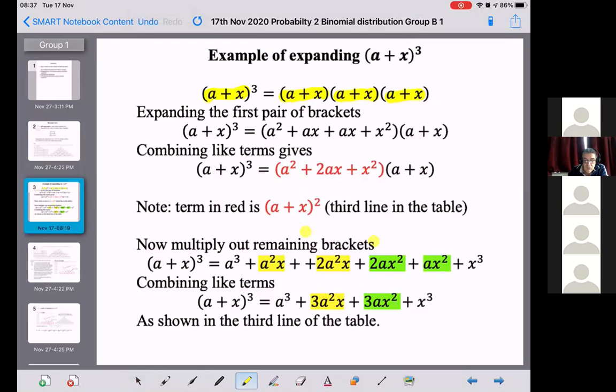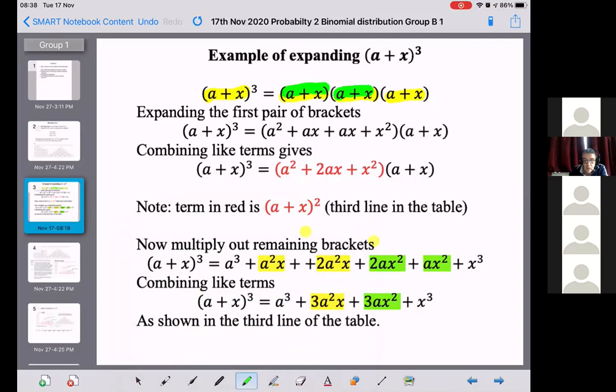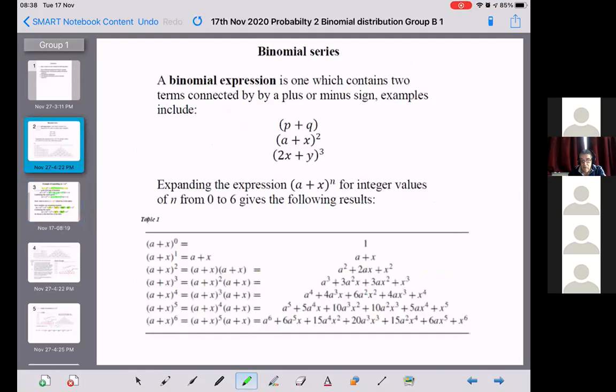So the first thing we do is expand these first pair of brackets. So these two. So a times a gives us a squared. A times x is ax. X times a, but we write it as ax, so it looks the same. Keep them in order. And then lastly, x times x is x squared. And then we can draw these two like terms in the middle here together to get a squared plus 2ax plus x squared. And if we look back at the triangle, that's what we have here for a plus x squared.